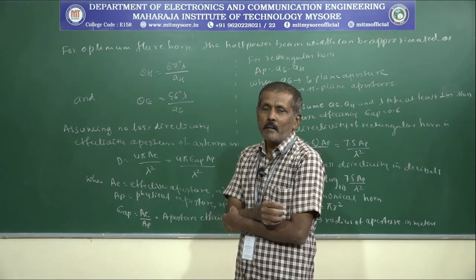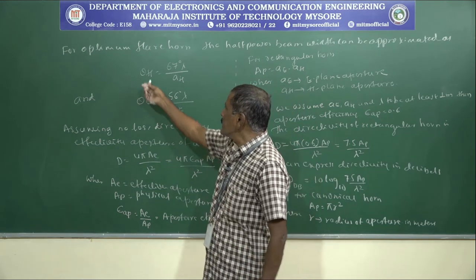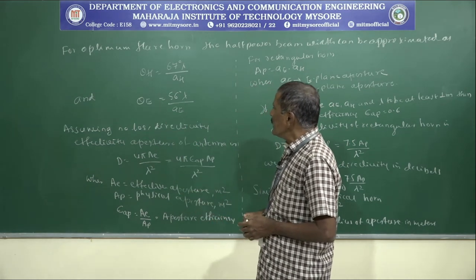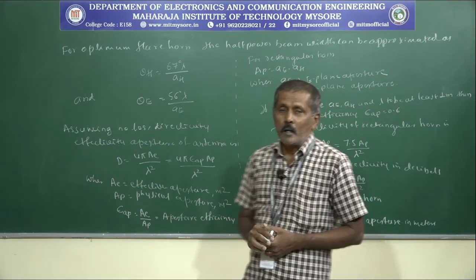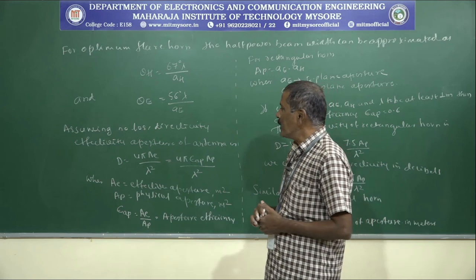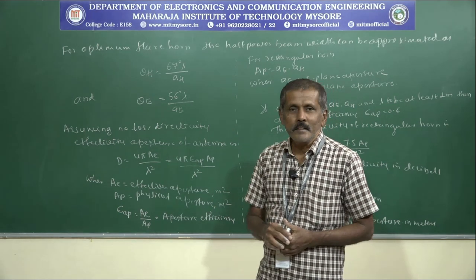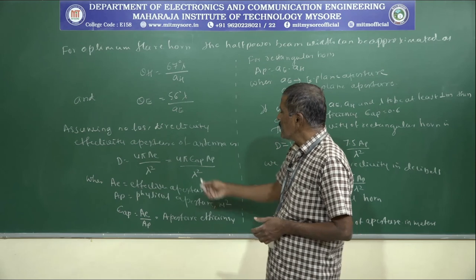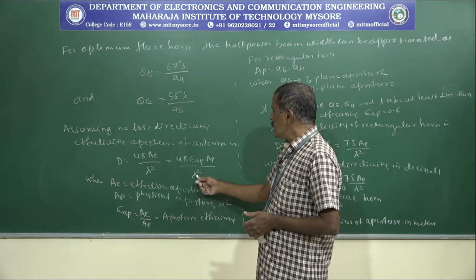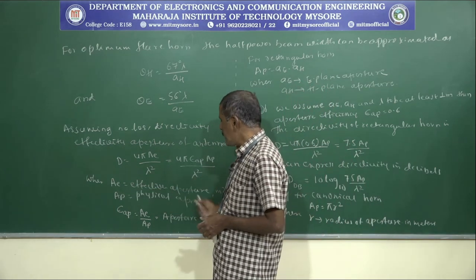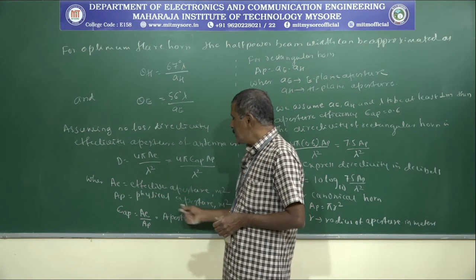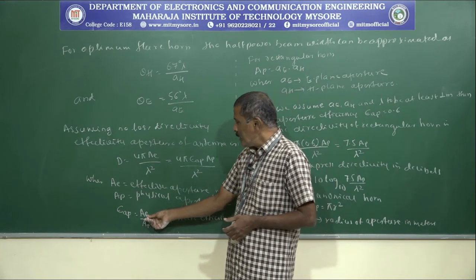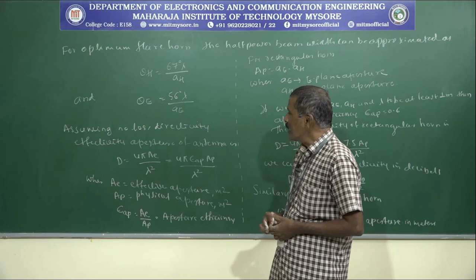For an optimum flare horn, the half power beamwidth can be approximated as theta h equal to 67 degrees into lambda divided by ah, and theta e equal to 57 degrees into lambda divided by ae. Assuming no loss, the directivity is D equal to 4 pi Ae divided by lambda square. So this is equal to 4 pi epsilon ap into Ap divided by lambda square, where Ae is the effective aperture and Ap is the physical aperture, and epsilon ap is equal to Ae divided by Ap. So this is equal to the aperture efficiency.